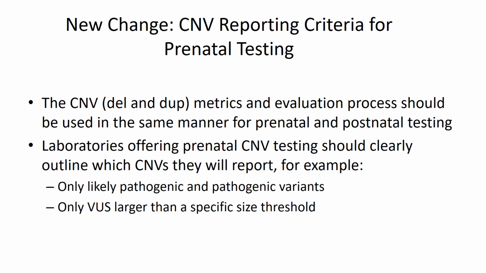The last change I'll discuss was also new compared to the 2011 guidance, which focused exclusively on postnatal CNV interpretation. In the update, the committee recommended to apply the classification metrics and evaluation process in the same manner for constitutional CNVs, regardless of context. Laboratories offering prenatal CNV testing are still allowed to set higher reporting thresholds if warranted, but should clearly state what those are. For example, only reporting pathogenic and likely pathogenic variants, or only reporting VUS larger than a specific size threshold.